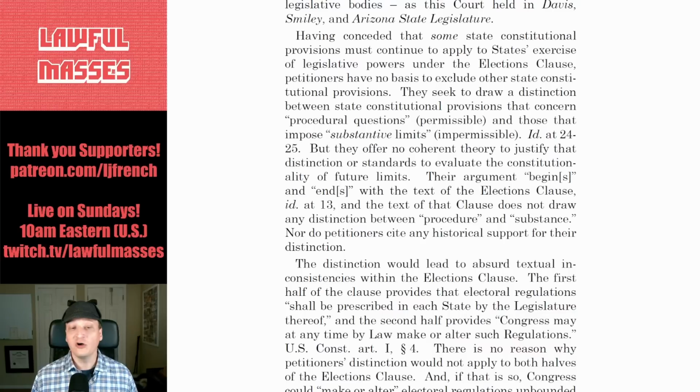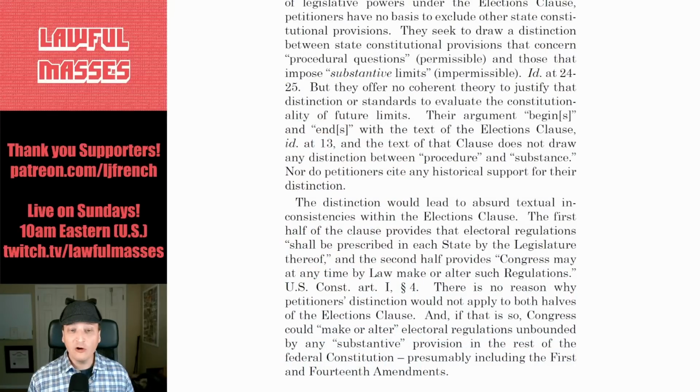They seek to draw a distinction between state constitutional provisions that concern procedural questions, which are permissible, and those that impose substantive limits, impermissible. Kinda strange, they are admitting that there's a substantive something to be read into procedural laws. Wasn't that the Dobbs problem? But they offer no coherent theory to justify that distinction or standards to evaluate the constitutionality of future limits.